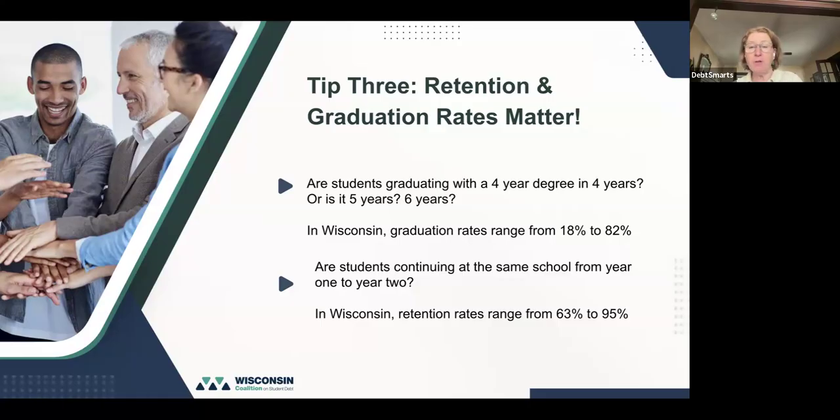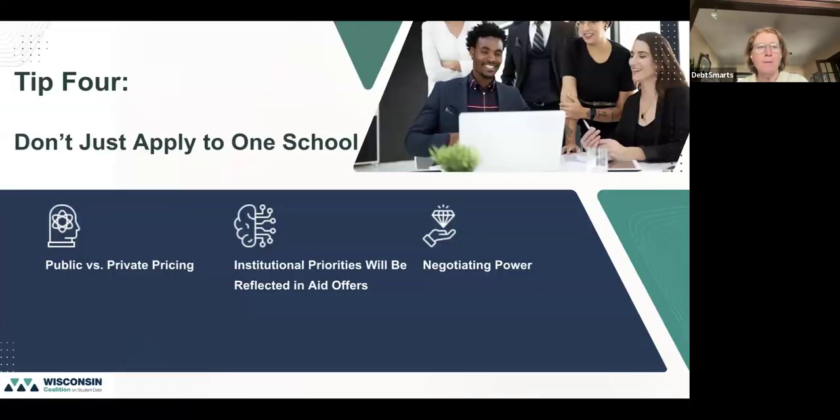And those rates can vary quite a bit. So using Wisconsin as our example, graduation rates can range from 18 to 82 percent, and retention can be 63% from one year to the next to 95. And switching colleges is not necessarily a bad thing, but it does mean that you've got to make sure that when you're transferring, you're meeting deadlines, and the credits that you're transferring are transferring the way you want them to.